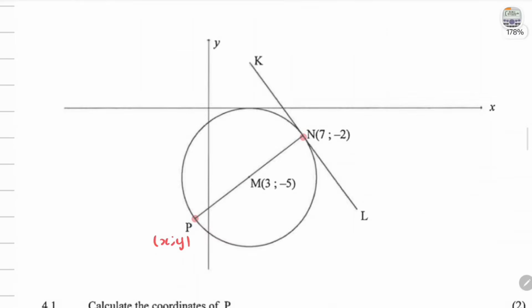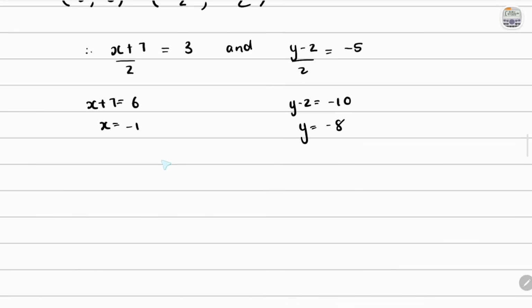And we finally found the coordinates of P. P is simply (-1, -8). And that is our answer.